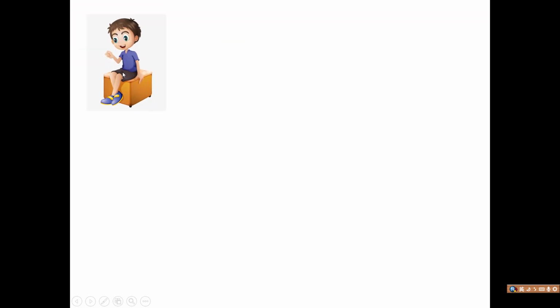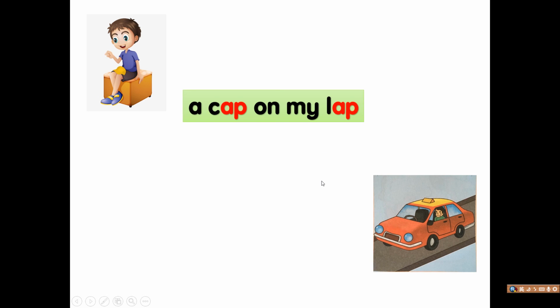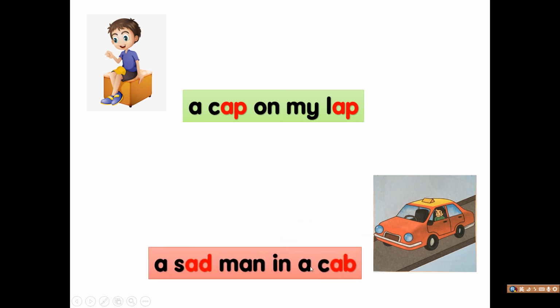Now, let's read again. Read together. What is this? A cap. What is this? My lap. So, a cap on my lap. Let's read again. A cap on my lap. Now, what can you see in this picture? A sad man. Okay, where is he? In a cab. So, a sad man in a cab.